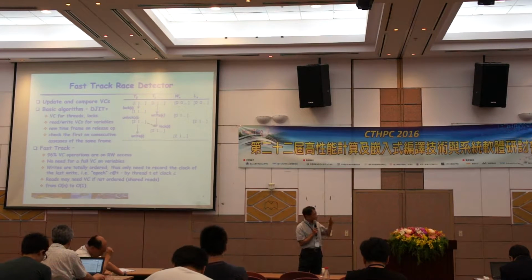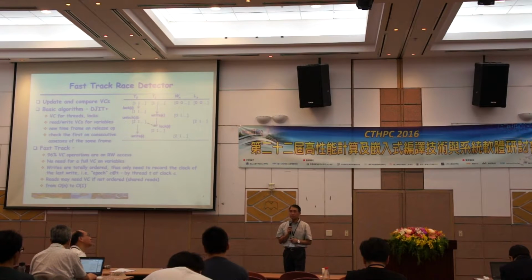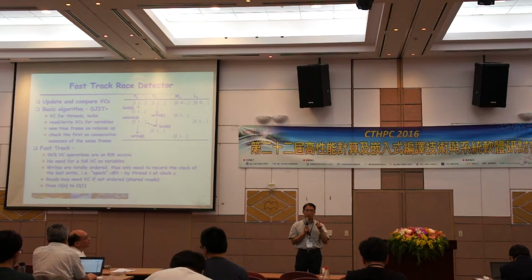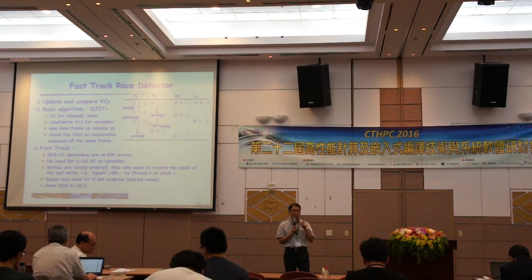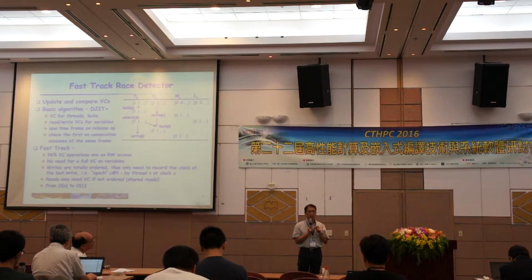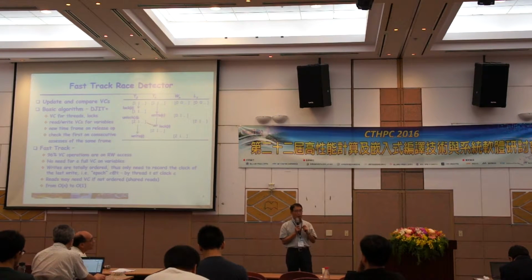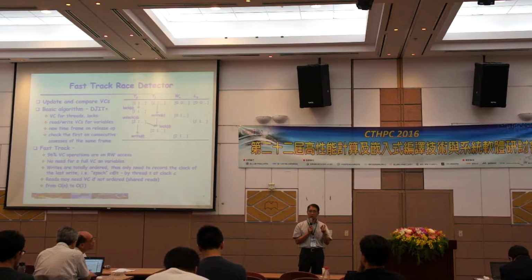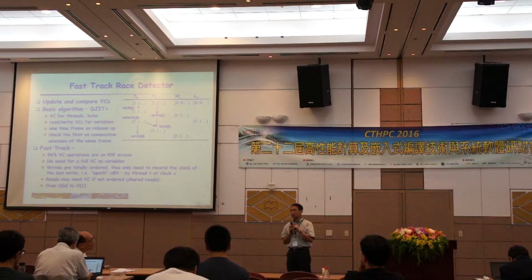I show a simple example of this FastTrack algorithm. They use a virtual clock for each thread, a virtual clock for each variable, the write virtual clock for variable x, and also a virtual clock for L, for the lock. I'm not going into the algorithm, but in principle we use virtual clocks to indicate the order, and we try to see whether you can establish the order or not. If there's a happens-before order, we know the order exists, so no race. If there's no order, then it is a race.